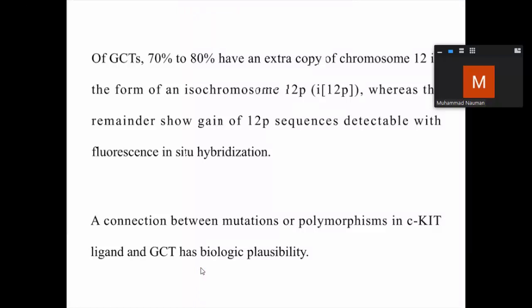There is a connection between mutation or polymorphism in KIT ligand and germ cell tumor. This has biological plausibility.